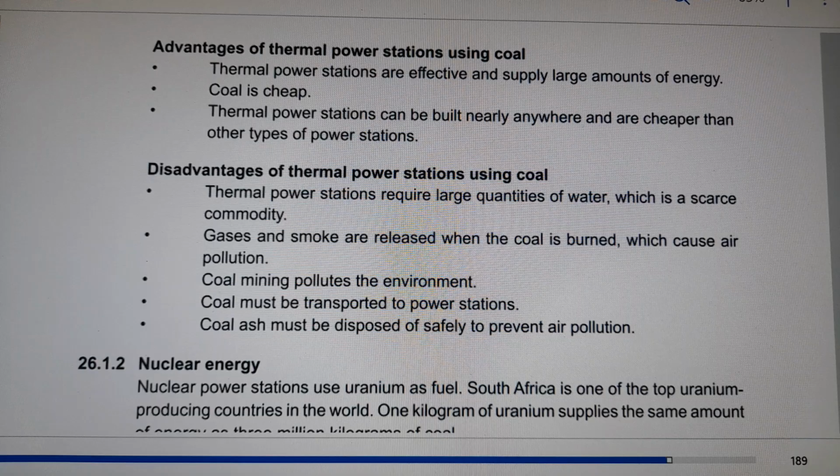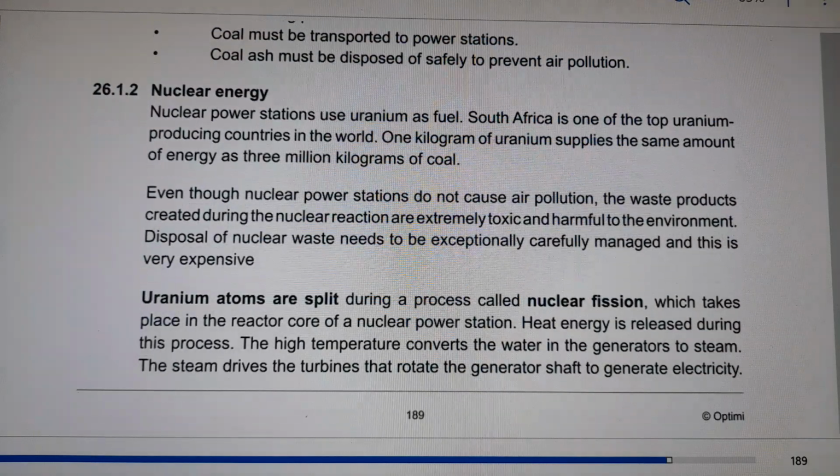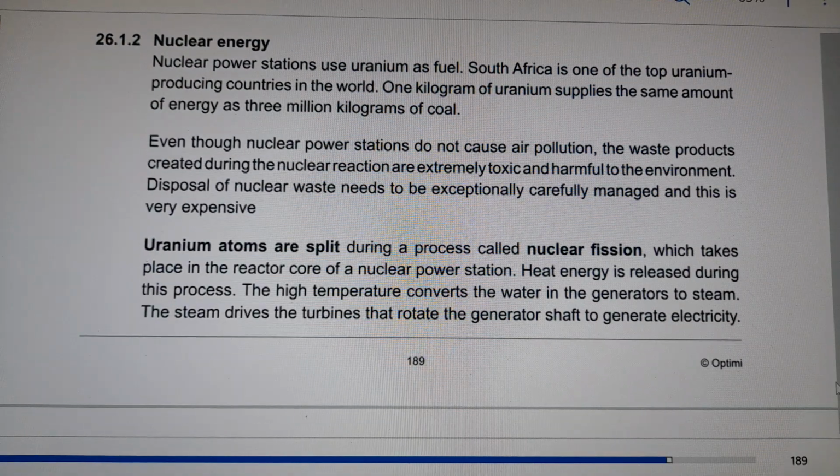And let's look at nuclear energy, because we also have nuclear power stations. Nuclear power stations use uranium as fuel. South Africa is one of the top uranium producing countries in the world. 1 kilogram of uranium supplies the same amount of energy as 3 million kilograms of coal. Uranium is one of the elements. You remember we did a periodic table, so it's one of the elements in the periodic table.